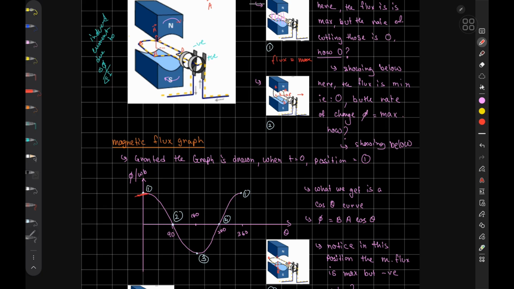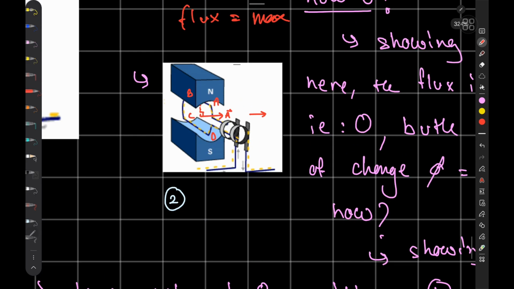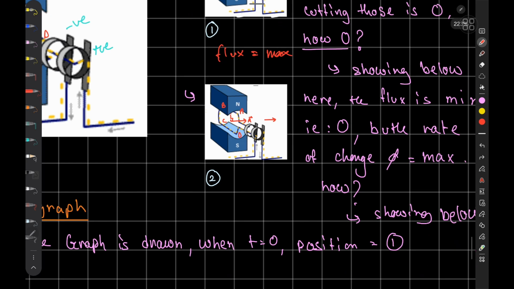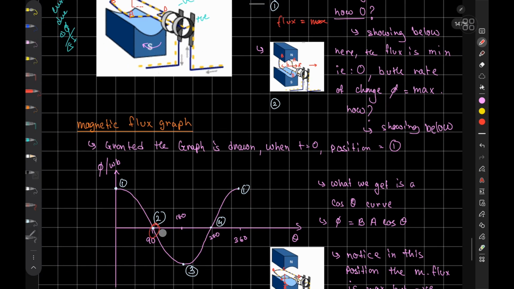This is max flux. Great. Now it moves to position 2. Over here, what is the flux through the coil? Do you see this coil? Yes, you do. What is the flux through the coil? Magnetic field lines are like this. What is the flux through the coil? 0, because the plane is parallel to the field lines. So flux is 0.